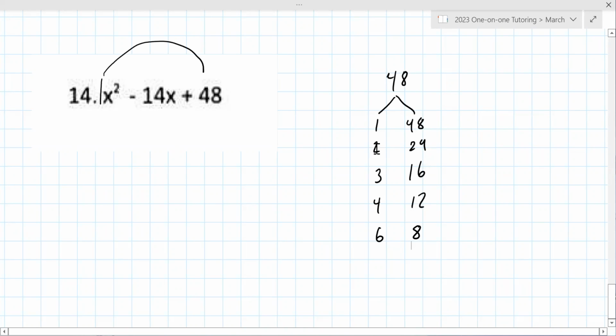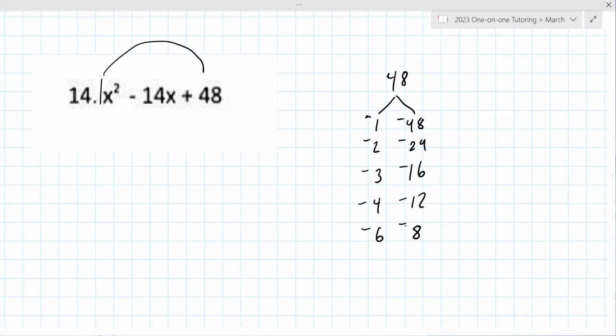Okay, now these are both positive. What do we want it to add up to? Negative. So how do I get a positive 48 from a negative number? 2 negatives. 2 negatives exactly. Do any of these add up to negative 14? Yeah, the -6 and -8. Good.